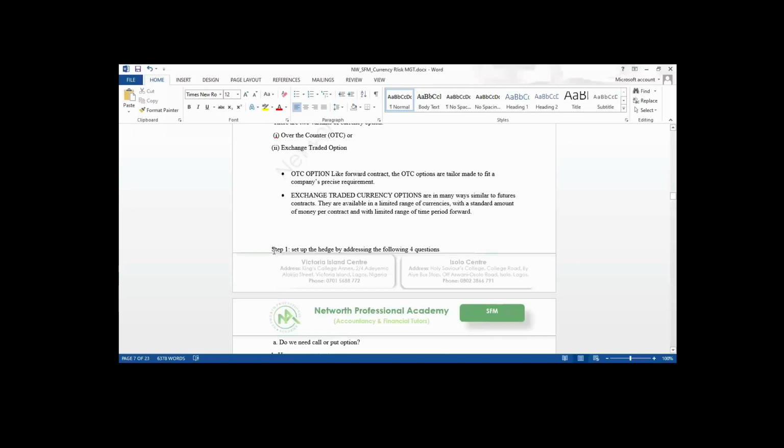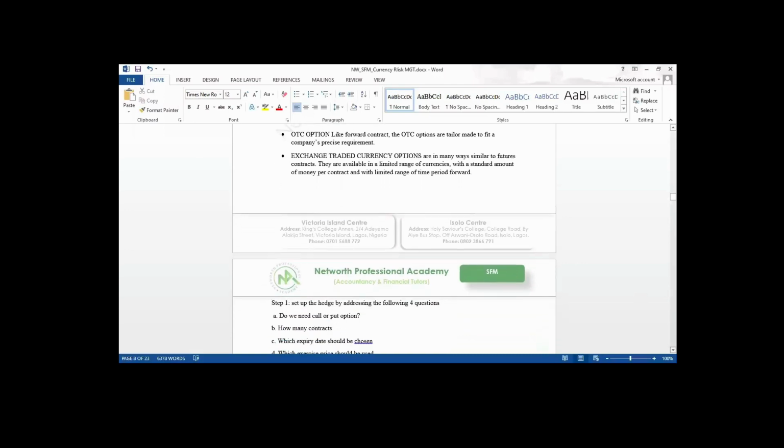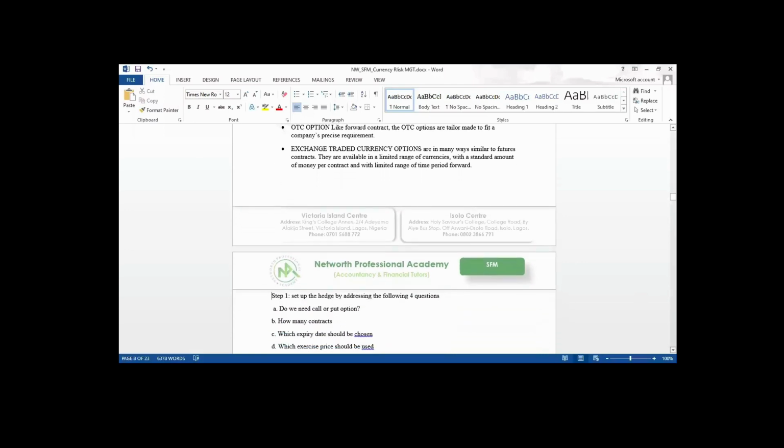Steps involved if you are to hedge with exchange-traded currency options. Step 1: you are going to set up the hedge and address the following 4 questions. Do we need a call or put option? How many contracts are we going to require? Which expiring date should we use? Which exercise rate should we use?